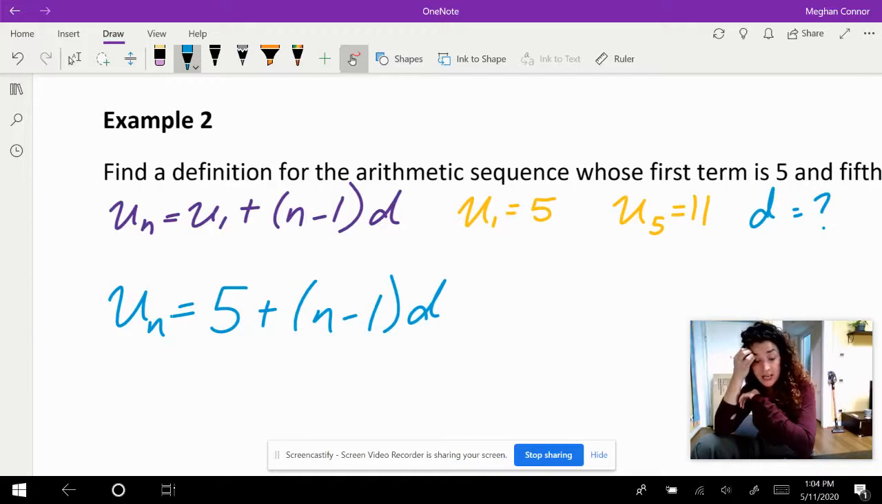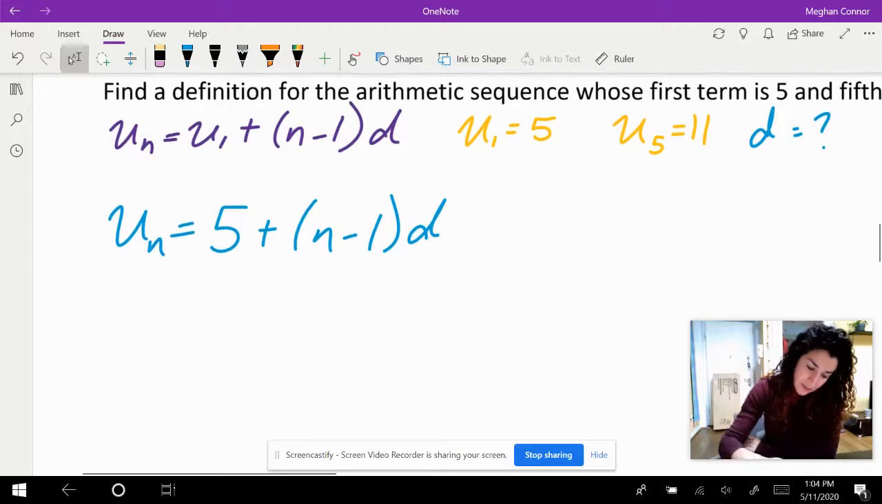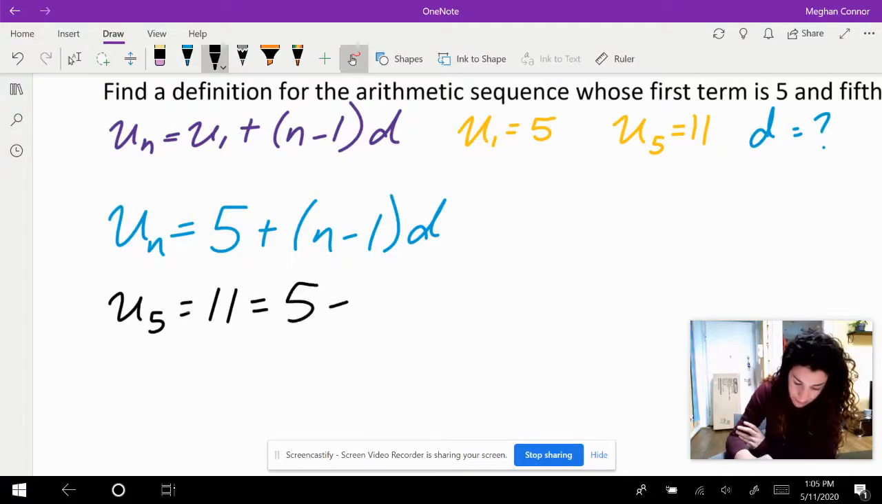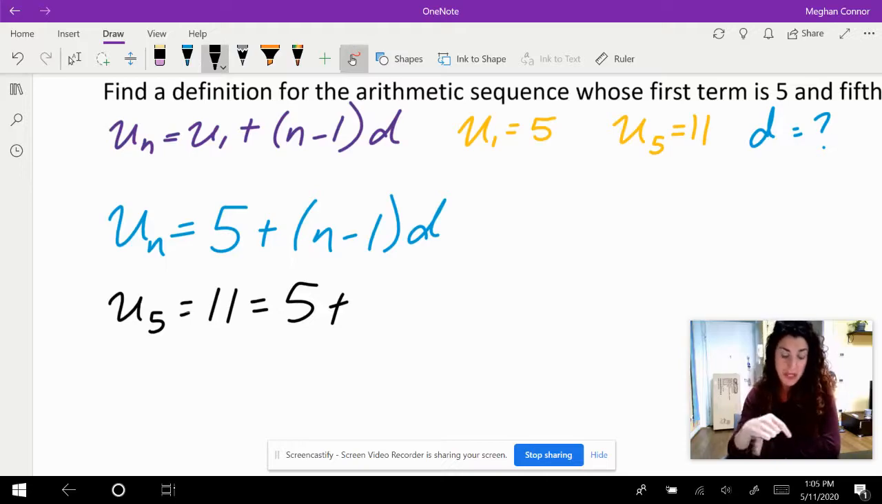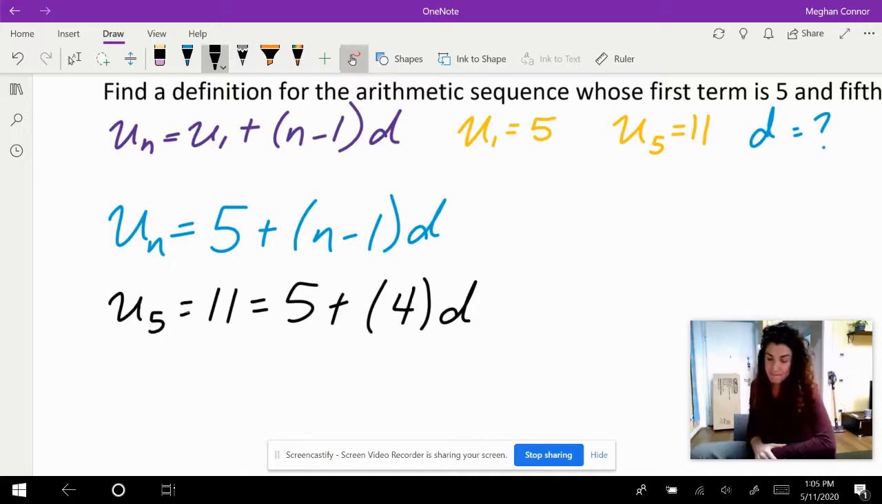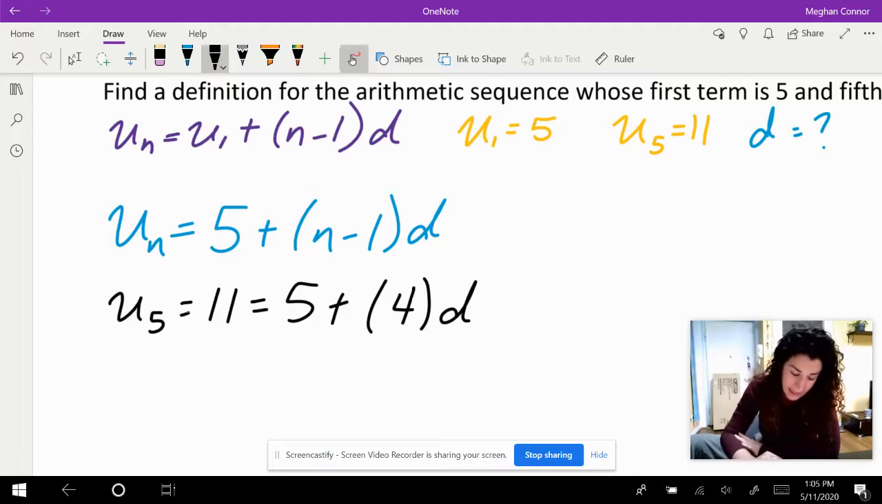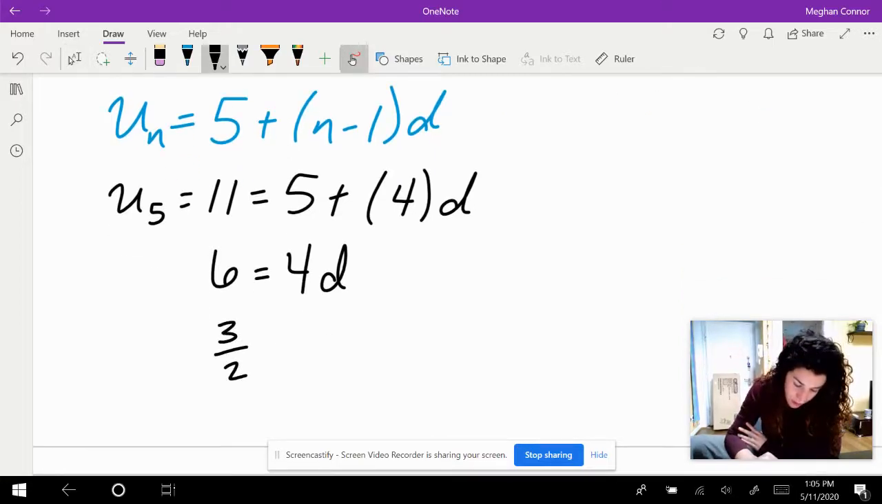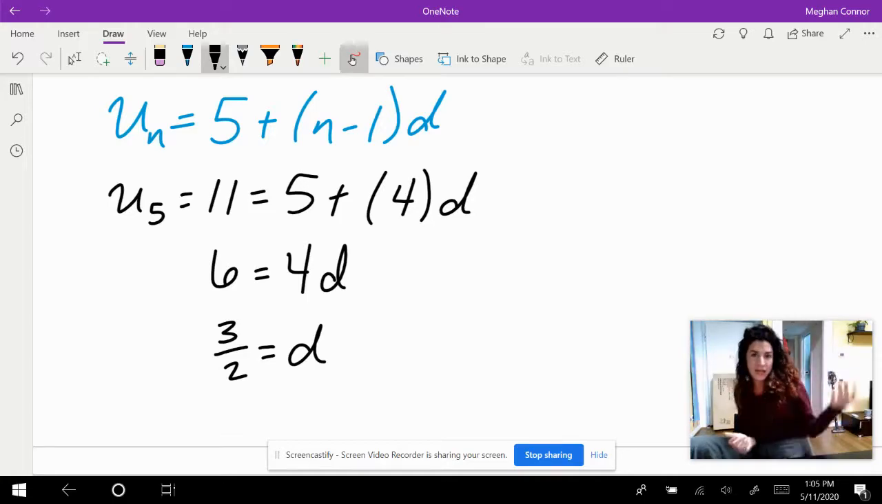So here we're going to take our second piece of information, that u sub 5 equals 11. U sub 5 equals 11, which is 5 plus, and then if it's u sub 5, it'll be 5 minus 1, so 4 times d. All right, so I'm going to subtract 5 from both sides and get 6 equals 4d. Divide both sides by 4, and I get 3 over 2 is d. So now we've solved for d.